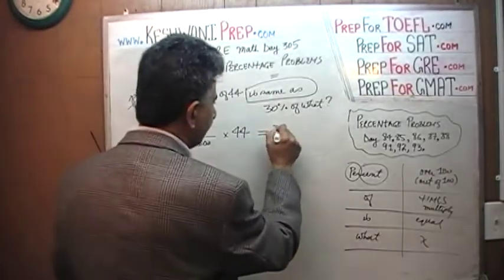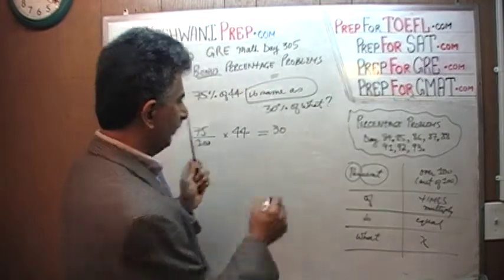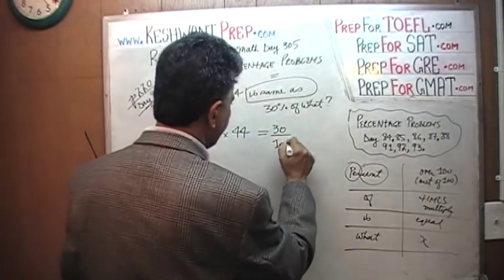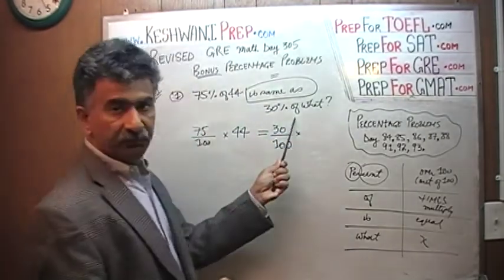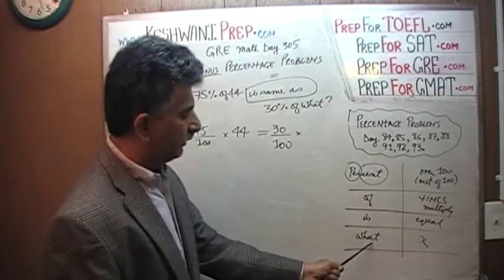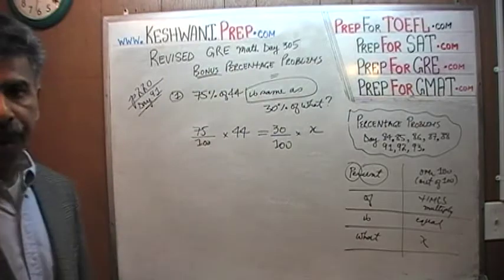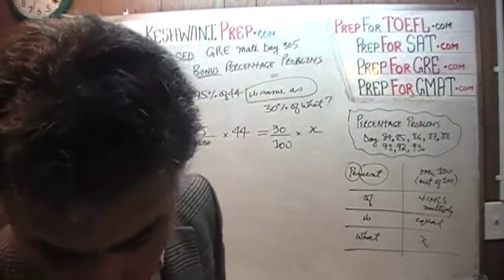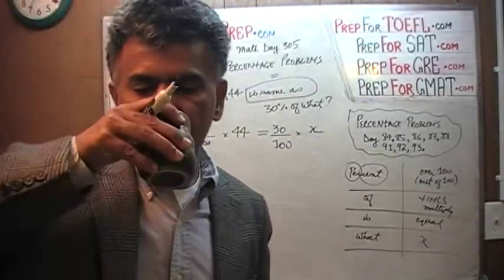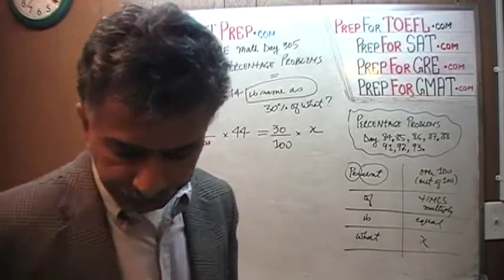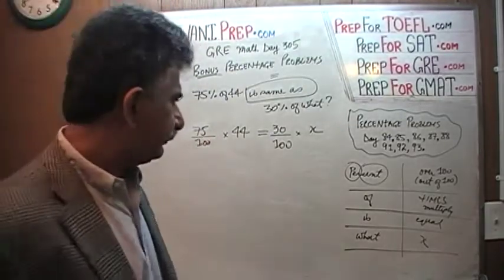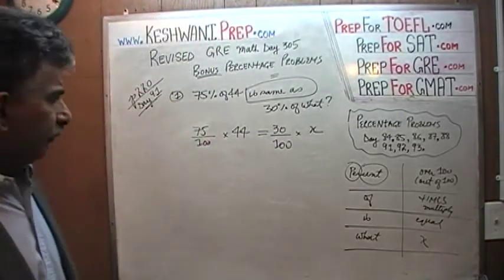And then 30, again percent means over 100, times, of means times, and then what is our unknown, x. That's it. There is your equation. Getting the right equation is the most important part, the most crucial step. And we have done that. Now we simply have to solve for x.